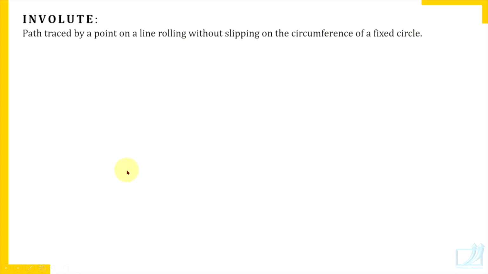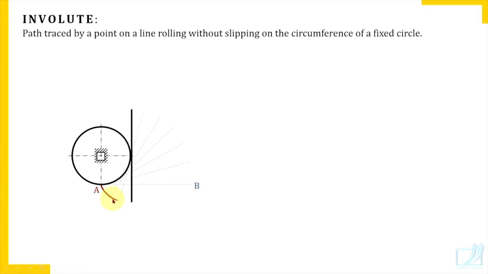Now let's try to visualize a line rolling on a fixed circle. Now watch here. Here is a circle and line AB. At this position, line AB is tangent to the circle at point A. The circle is fixed and the line rolls. Now let's visualize rolling of the line. So this is how the line rolls. Watch here, end A moves away from the circle. At the same time, end B moves closer to the circle.